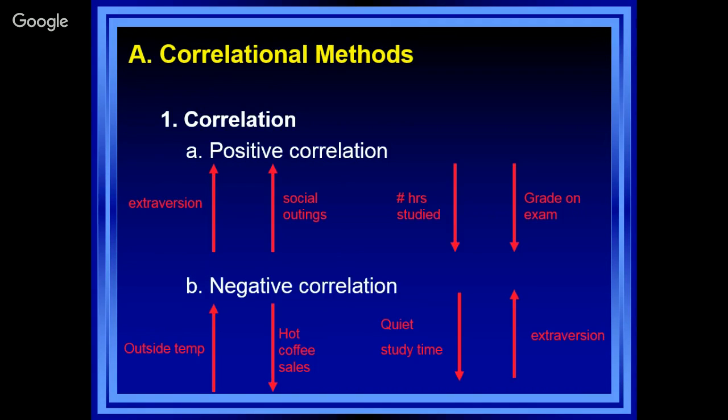As values of one goes up, the other also goes up. As one goes down, the other goes down. And again, you can flip any arrow, you just got to flip the other one, because they will always agree. So as extroversion decreases in a group, number of social outings will also decrease. They just agree in direction. And then if you look at the negative correlation, those arrows do not agree in direction. As one goes up, the other goes down.